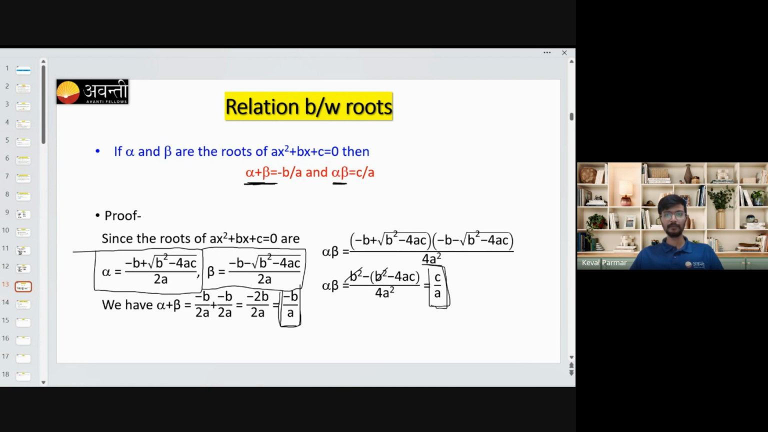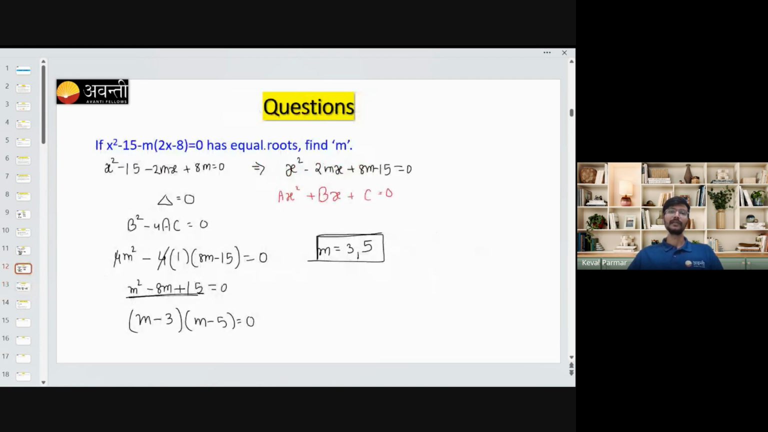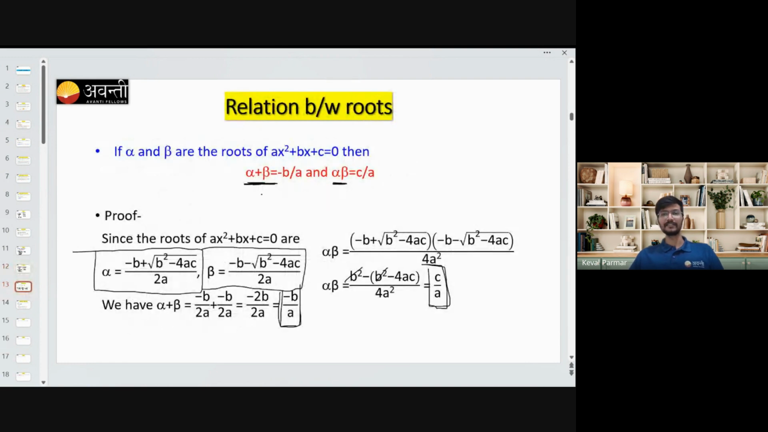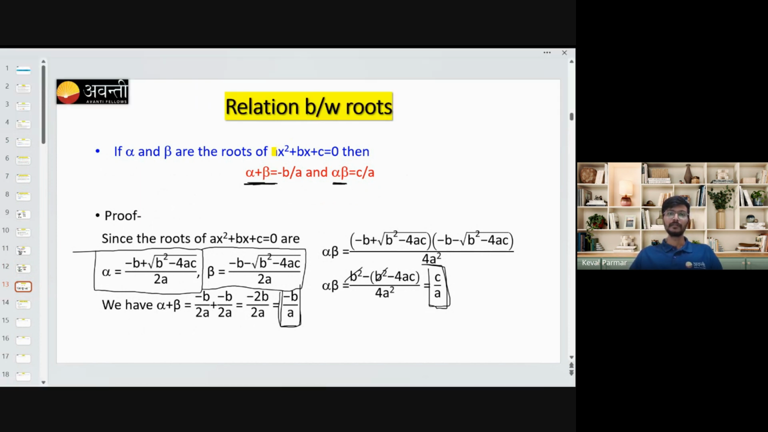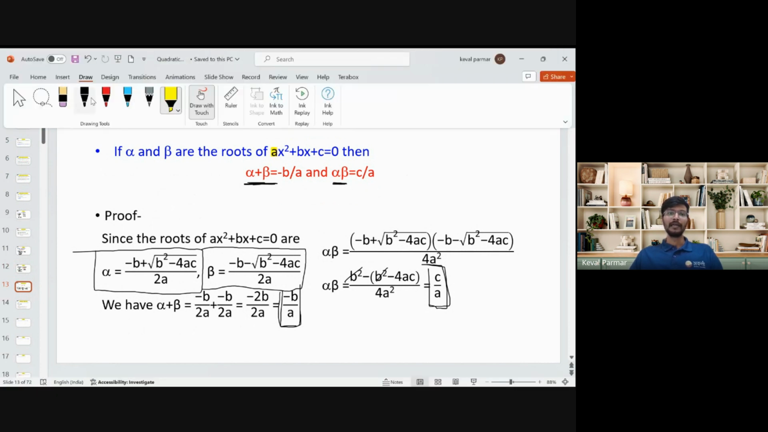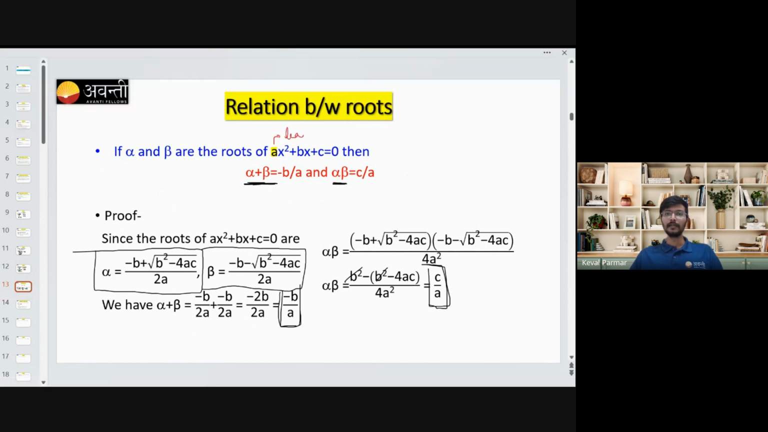So always remember that sum of the roots is minus b by a, or if you want to remember it in a general way, then sum of the roots is minus coefficient of x upon leading coefficient. I hope you know that a, which is the coefficient of x square, is called the leading coefficient.